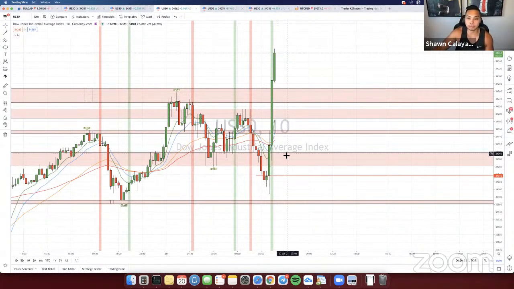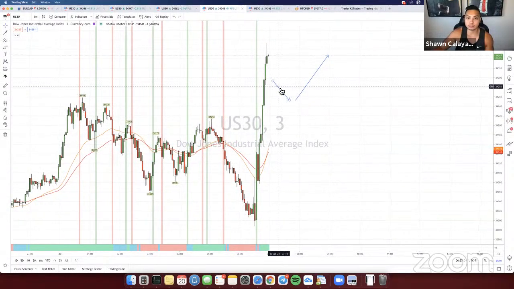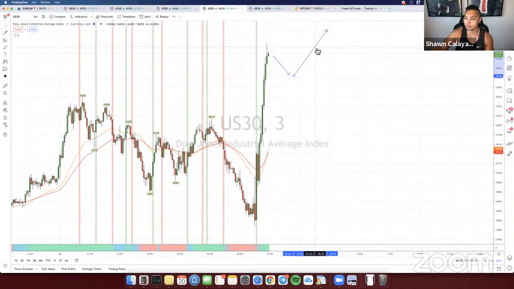So tonight played out perfectly. We had the retracement off the pivot, retracement off the structure right here, and then it shot straight up like we anticipated. Although risky, some of you guys did take it, and you did make some pretty nice profit off that trade. So nice.